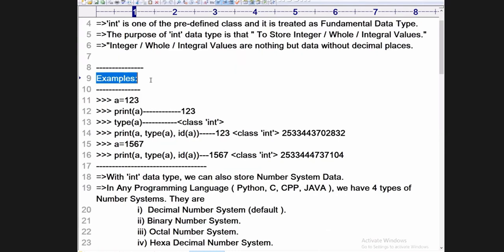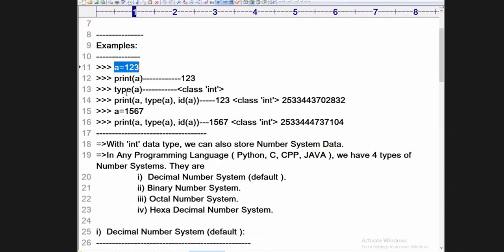As usual, I have examples here. A is equal to 123. Print of A, and the type of A. The print function, type function, and ID function are the ones I regularly use in the class. Print of A gives 123. Type of A gives a type. What is int? It is a class. What is A? It's an object.